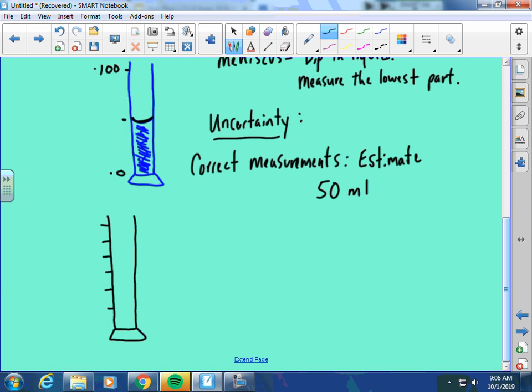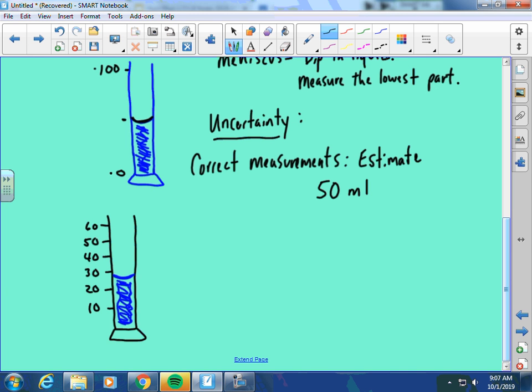Okay, now this one is marked every 10 milliliters. And then I have a liquid in here that goes to about there. All right. Okay, so now recording this measurement, we can accurately say, without guessing, it is definitely between what and what? It's between 20 and 30.